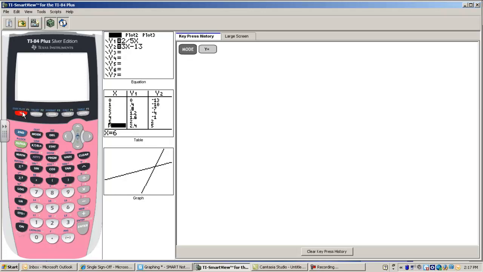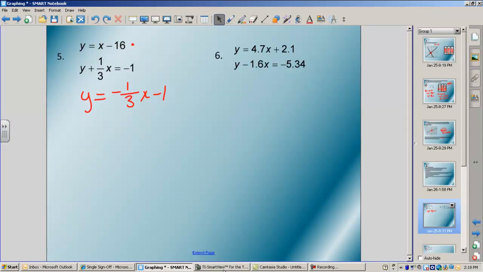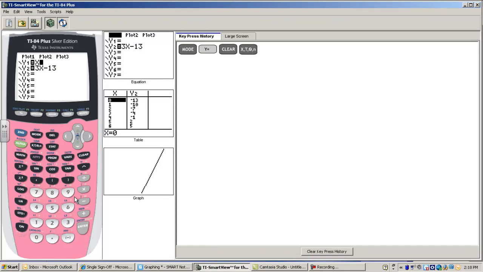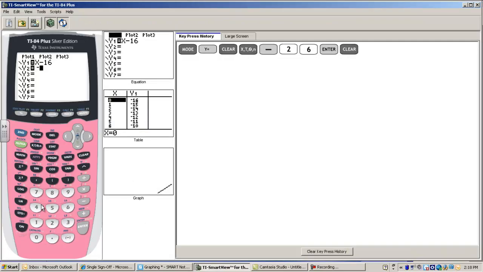And we're going to go back to y equals, and enter in those two equations that we just came up with. The first one was x minus 16, so I'm going to enter in x minus 16. And then the second one was -1/3 x minus 1. We're going to graph them and see what they look like.